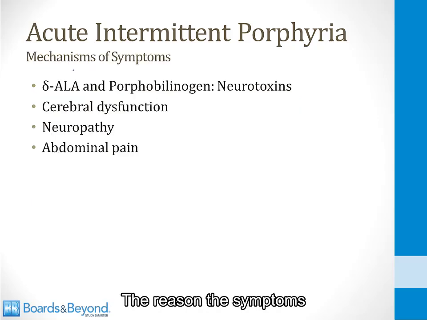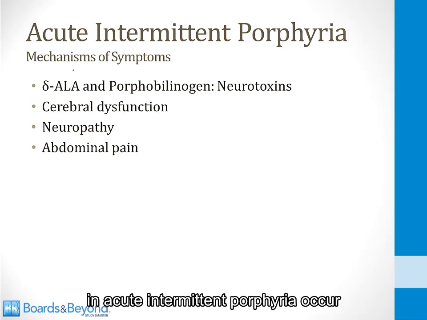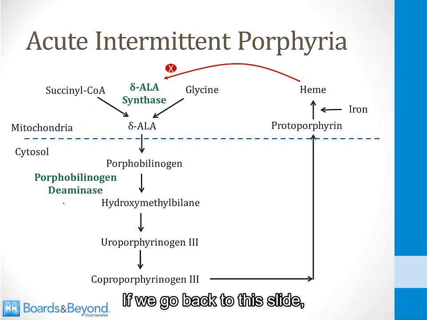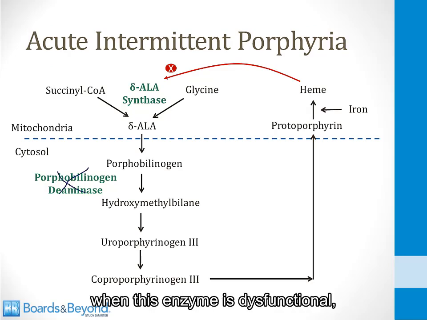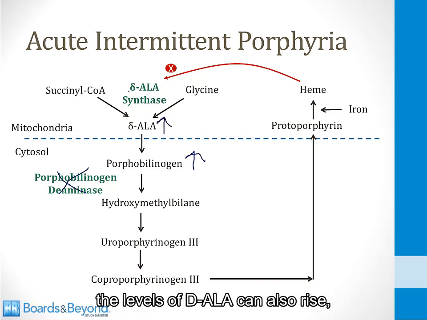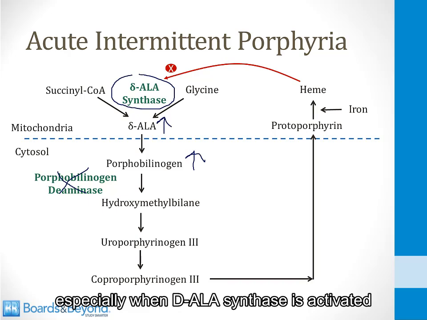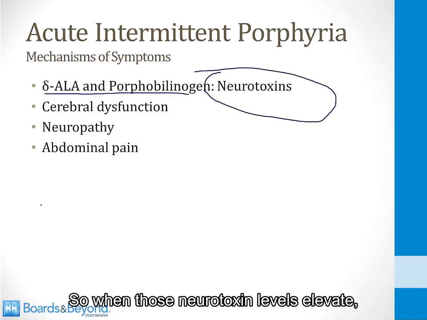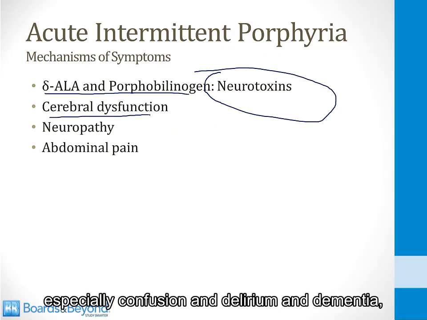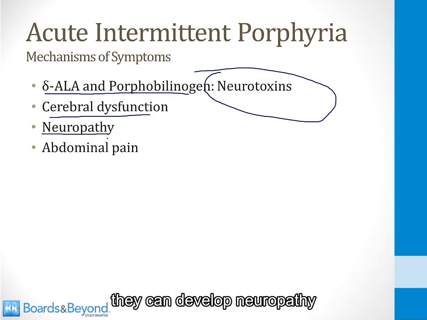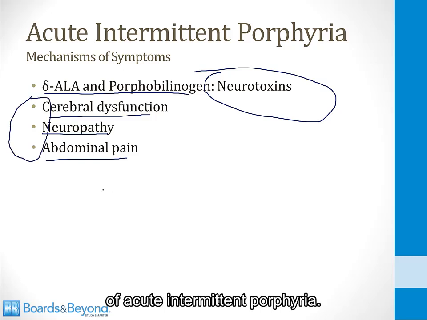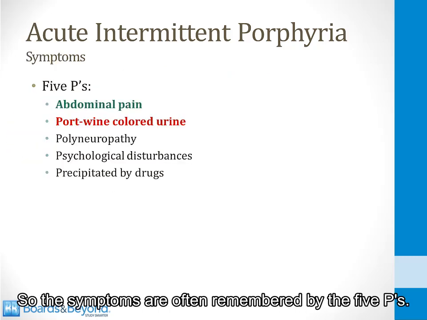porphyrobilinogen levels. The reason the symptoms in acute intermittent porphyria occur are because D-allo and porphyrobilinogen are neurotoxins. If we go back to this slide, when this enzyme is dysfunctional, the levels of porphyrobilinogen will rise. The levels of D-allo can also rise, especially when D-allosynthetase is activated by one of those triggers. So when those neurotoxin levels elevate, patients can develop cerebral dysfunction, especially confusion and delirium and dementia. They can develop neuropathy, and they can develop abdominal pain, and all of these are classic features of acute intermittent porphyria.